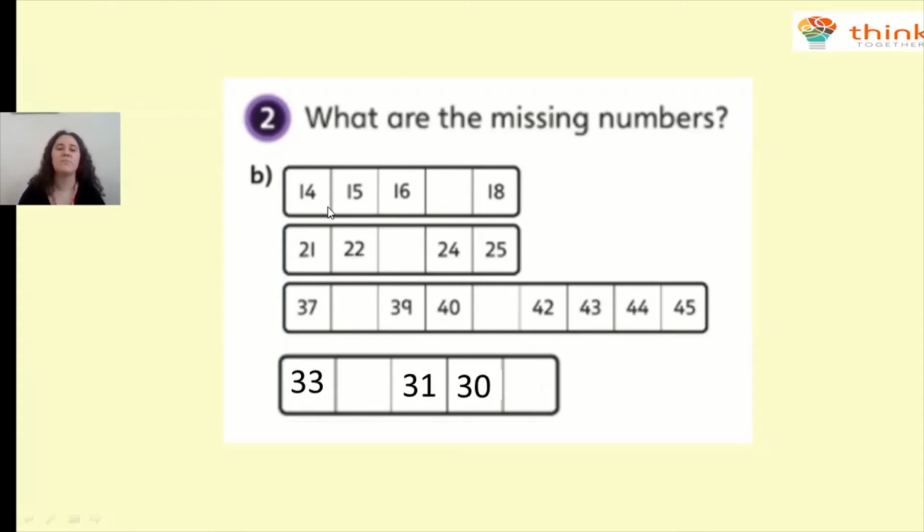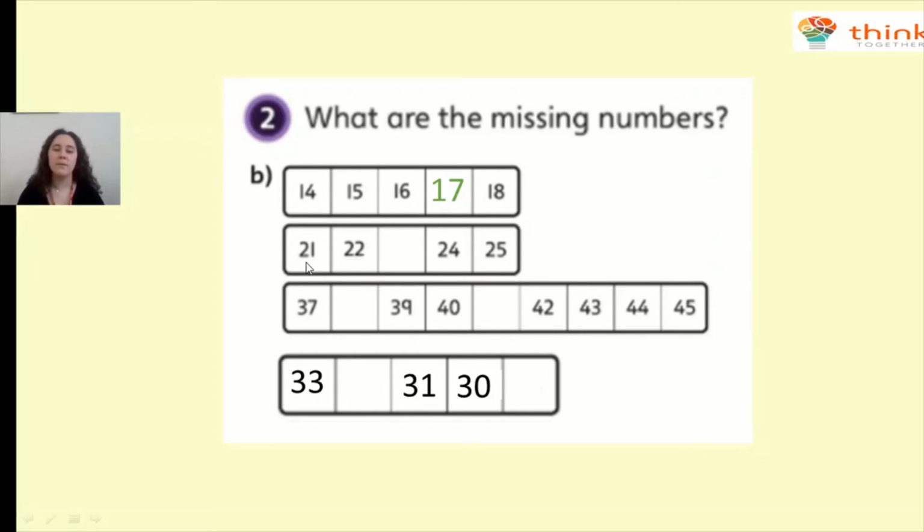Are you ready? 14, 15, 16, 17. Amazing, it's 17. Do you know how to write 17? Well done, it's a 1 and a 7. Let's read the whole thing now to make sure. 14, 15, 16, 17, 18. Do you think that made sense the whole way through? Incredible. Right, let's look at our next one.